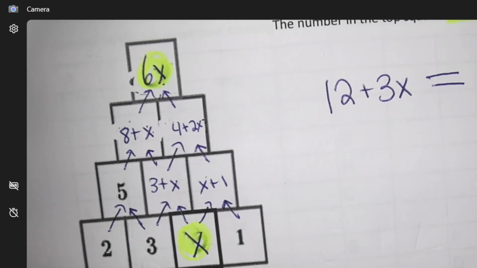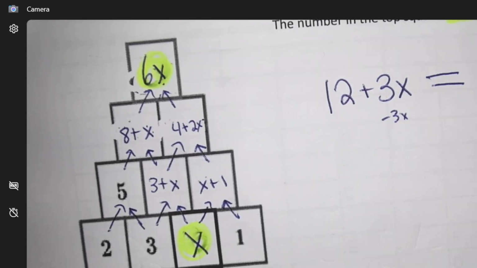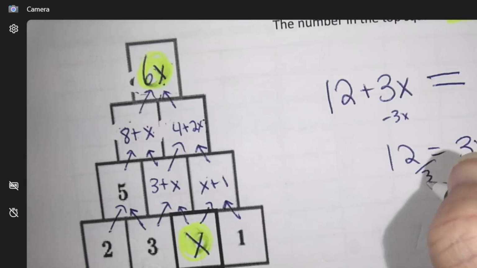Subtract 12, subtract 12. So this is algebra. Equation solving. I feel like we haven't done any algebra this year yet. Okay, minus 3x. This is your grade 9 stuff, FYI. So 12 equals 3x, divide by 3, divide by 3. X equals 4.